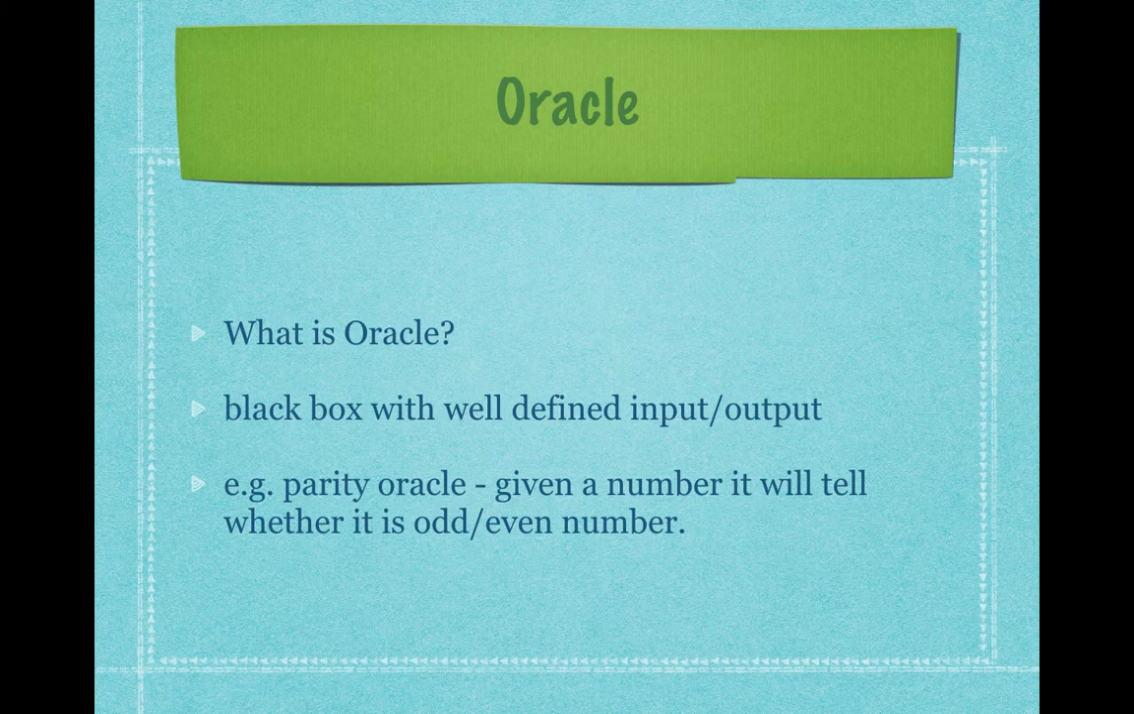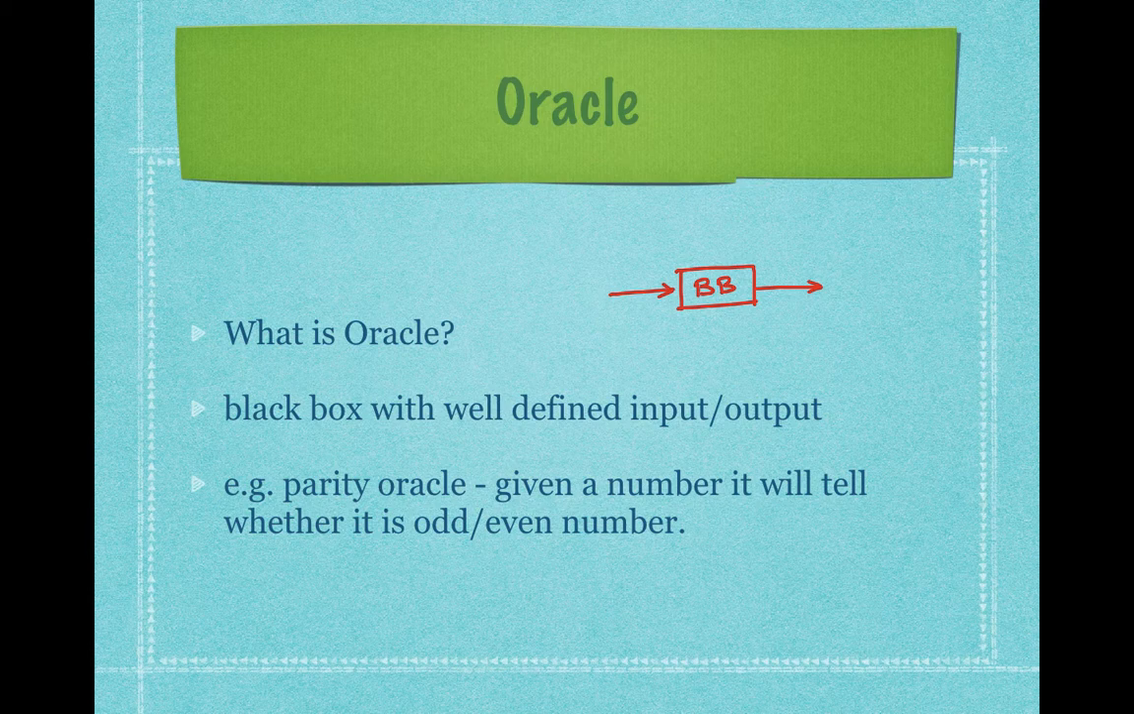Now we will look at what an oracle is. In cryptography, an oracle is nothing but a black box. So let's say you have a black box here. It has a well-defined input and output. For example, let's say this black box, whenever you provide a number, will tell whether the number you gave is an odd number or an even number.